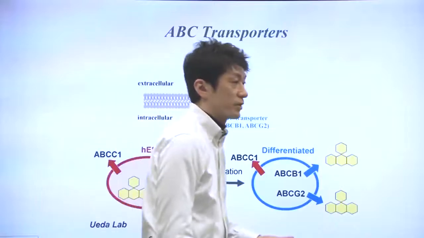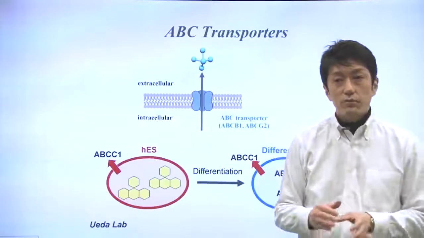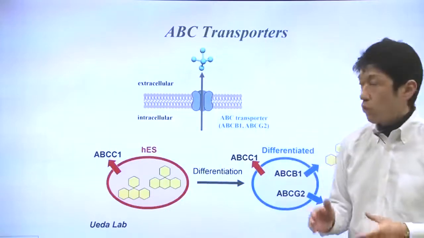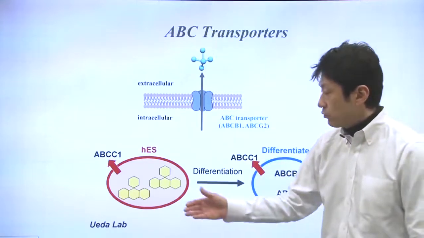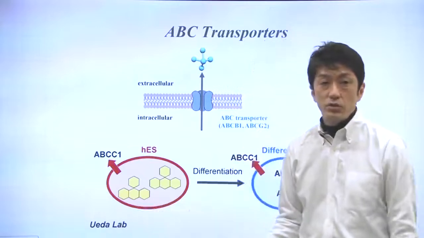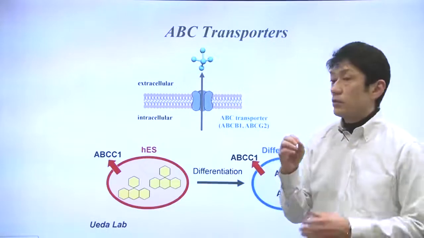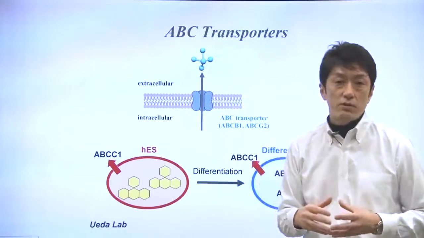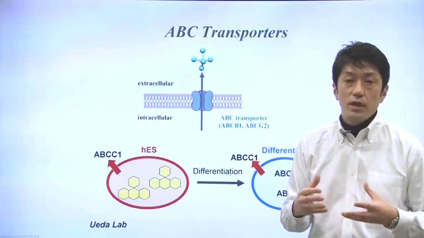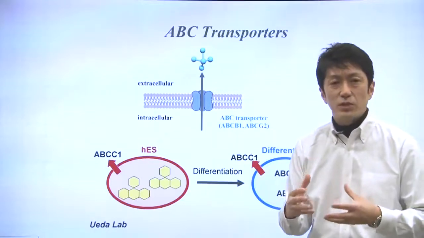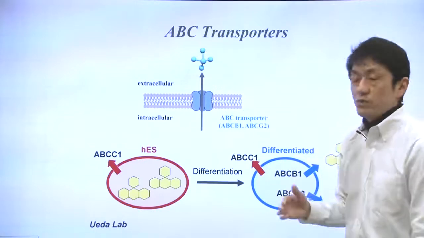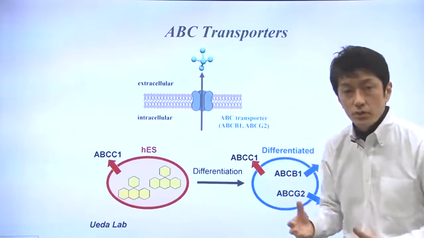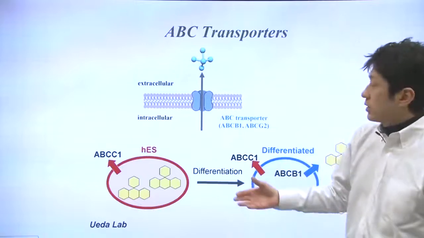Then how does this work? Then we were able to understand how KP1 works. This is a summary. Professor Ueda's laboratory in our institute found that human iPS cells or ES cells have a distinct expression pattern of ABC transporters. ABC transporters are like pumps for cells.